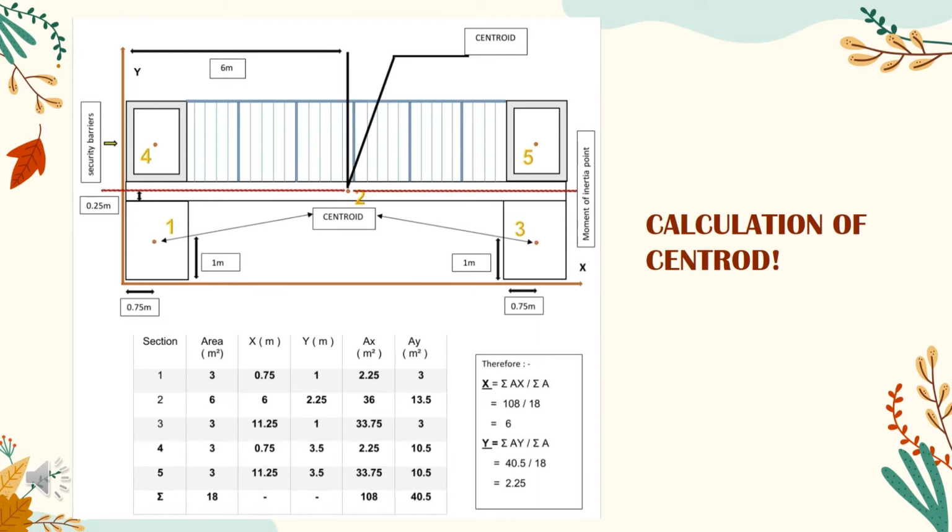For the next slide, the figures show the calculation of centroid. As we can see, there are 5 sections that we have to find the area of the rectangular. And then from this table, you will get x equal to 6 and y equal to 2.25.